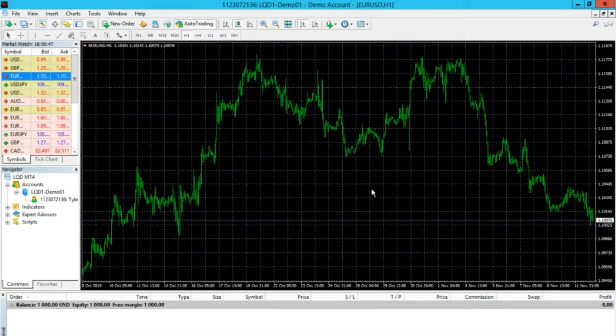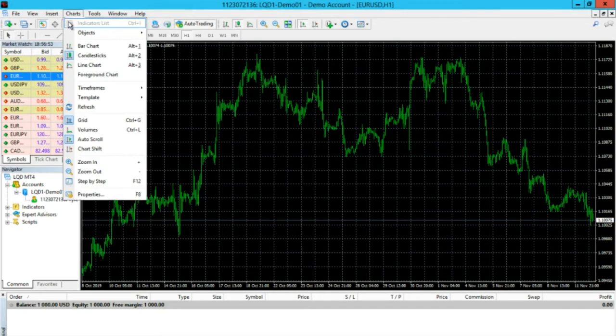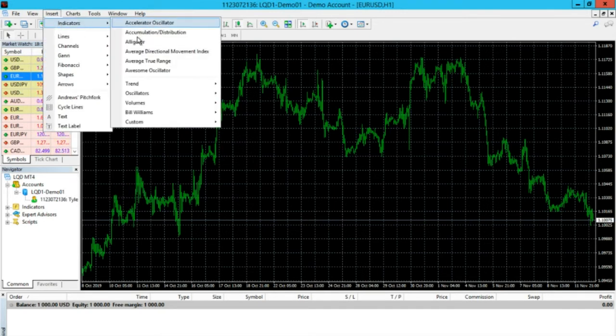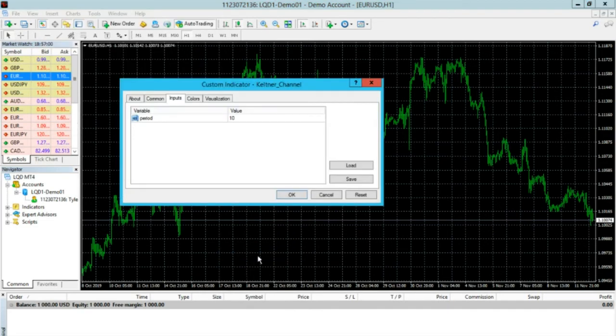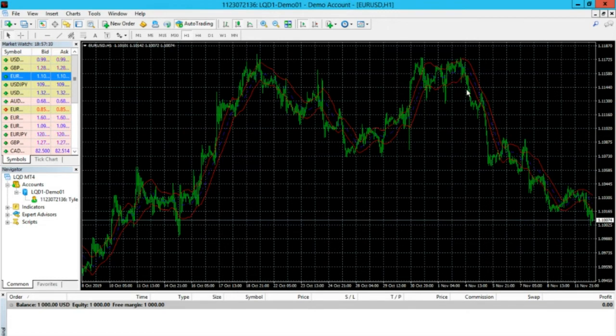All right, so here in the MT4 platform, I'm going to show you how to add the Keltner channels to your chart. So you simply go here to Insert, and then Indicators, and then down here to Custom, and then over here to Keltner channel. So click on that. And then for the period, we can do 20 is a good example. You can choose whatever you want. We'll click OK. And there you have it.